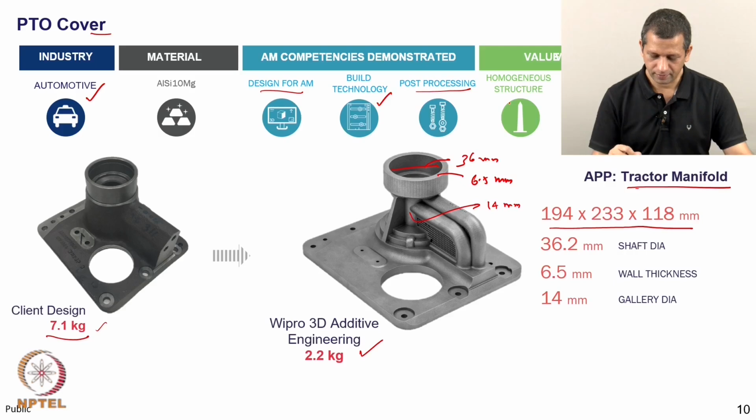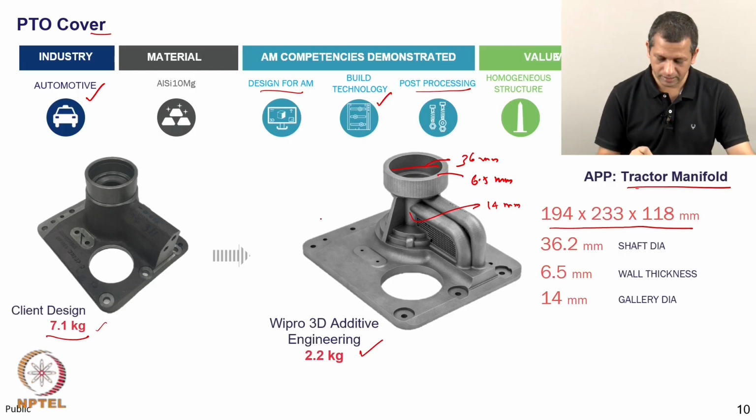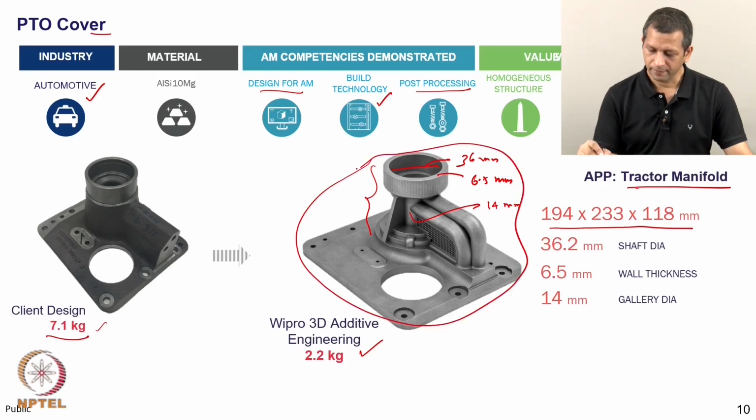In this case, we have a homogeneous structure. That means even though there are complicated parts in a single component, we don't need to make the parts separately and then join them. All of this can be printed in a single build. We have optimized post processing.